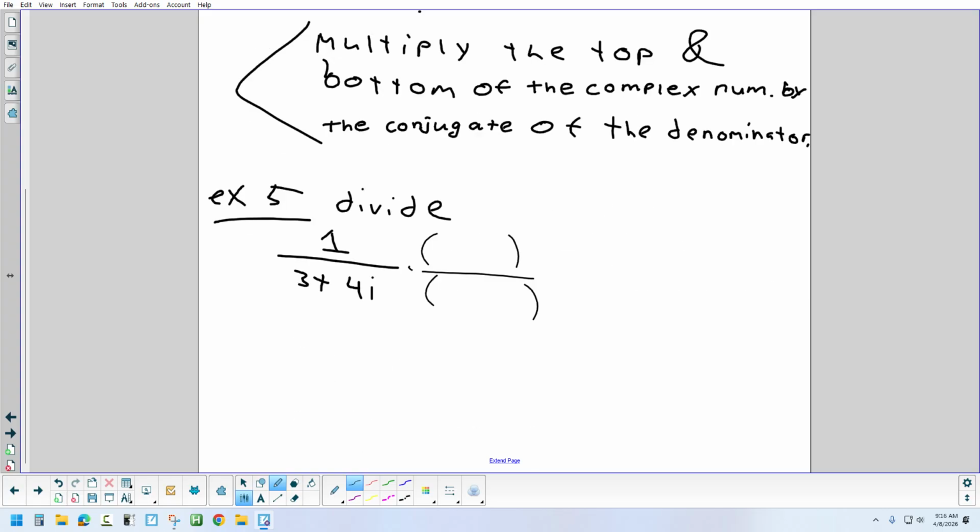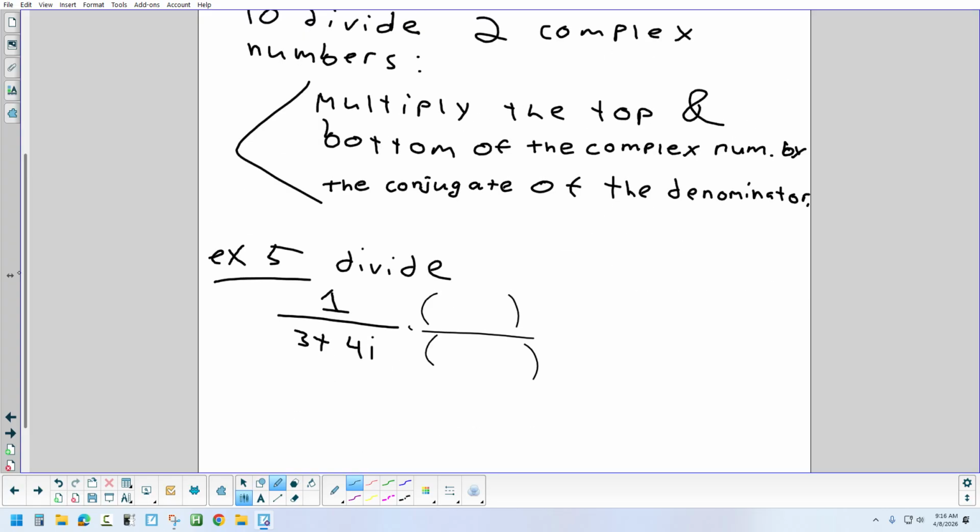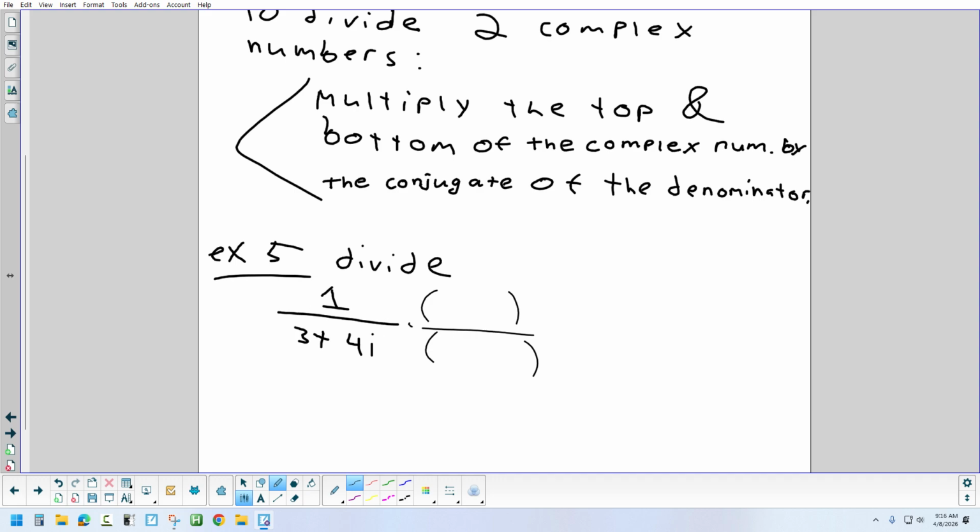25. Conjugate is 3 negative 4. Well, what's the conjugate? 3 minus 4i. Right. Conjugate is 3 minus 4i. And now when you do the bottom out, what do you get? 25. That's 25. 9 plus 16.